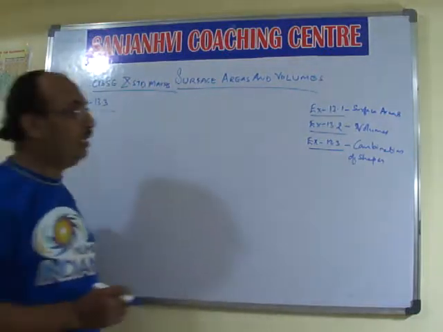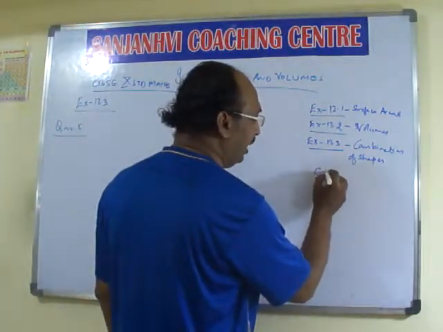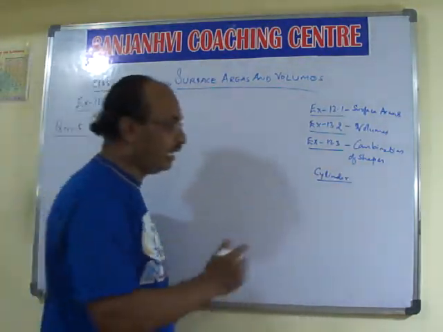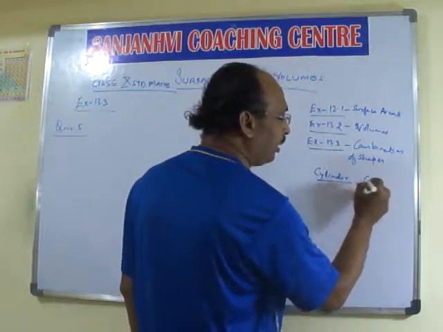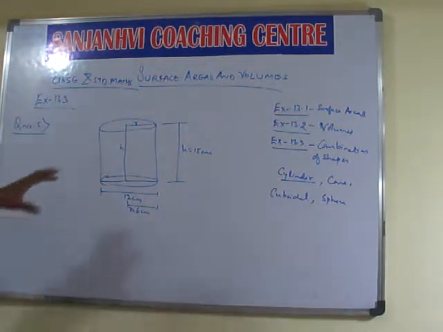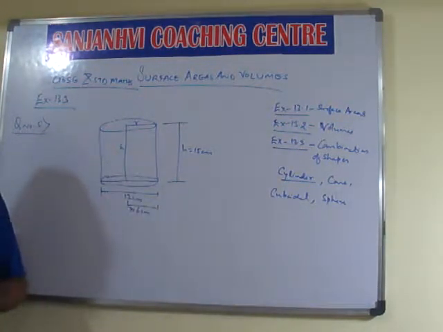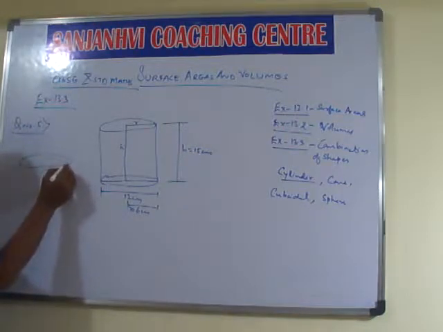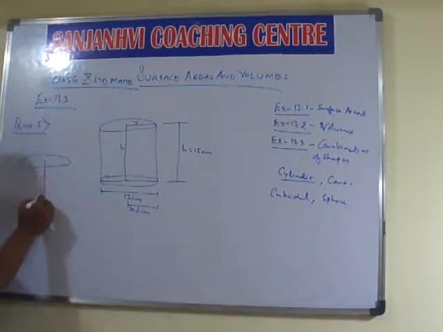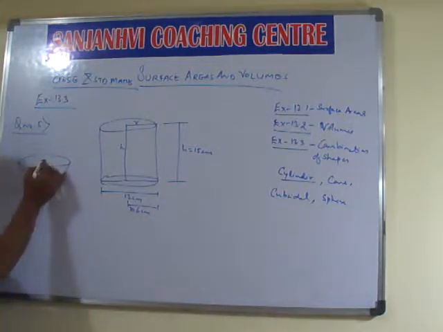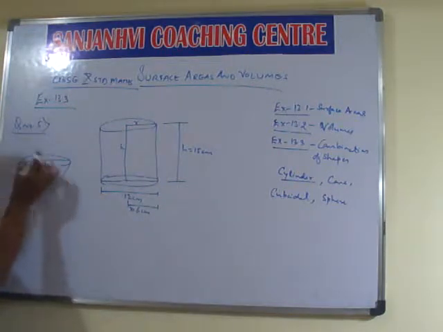We use the word surface area particularly for an object having the shape of a cylinder, or a conical shape. Now the ice cream which is filled in this right circular cylinder has to be filled into cones. Like this it will be there, and this is a cone. This is the radius of the cone.